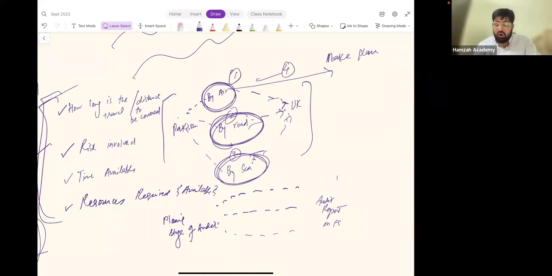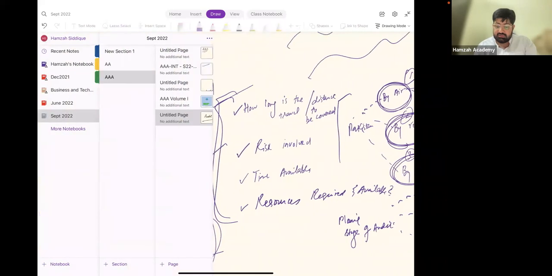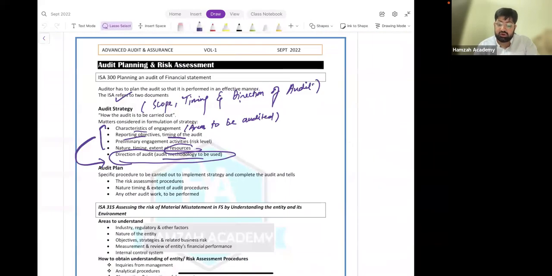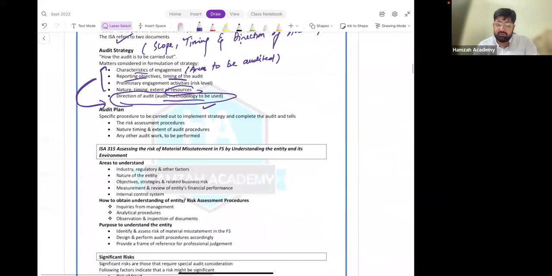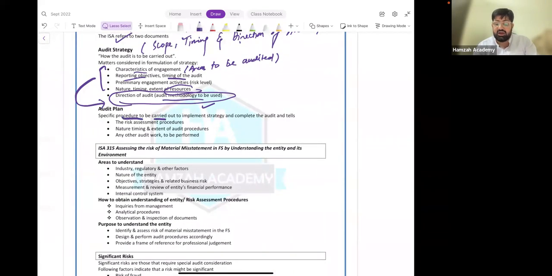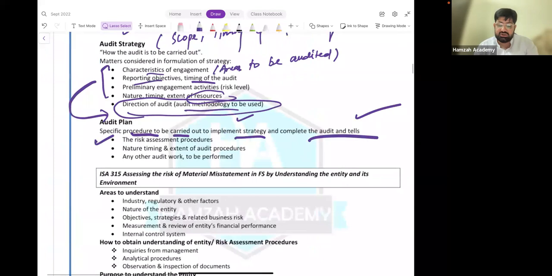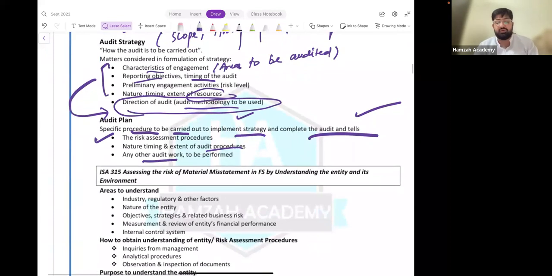So similarly, audit strategy you decided, your plan will change accordingly. Your audit work will change accordingly. Specific procedure to be carried to implement strategy and complete the audit, and tells what are the risk assessment procedures, audit procedure, and any other audit work to be performed.